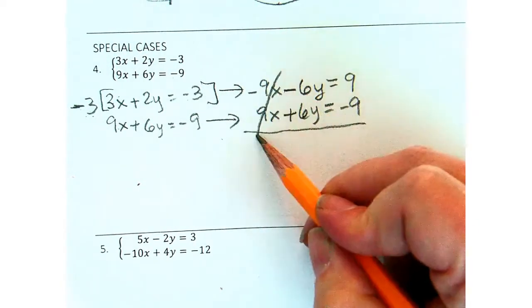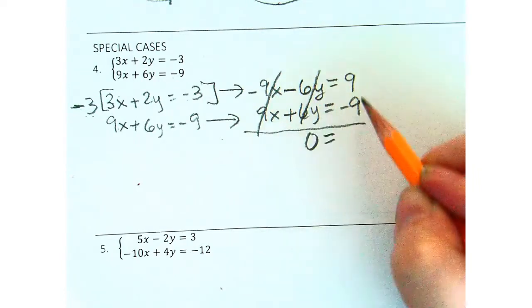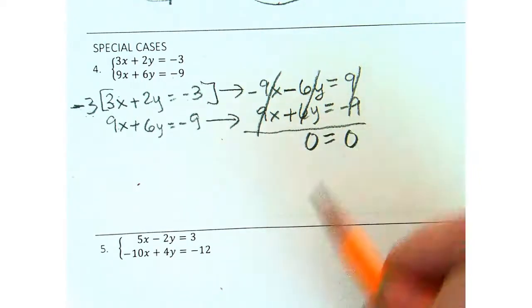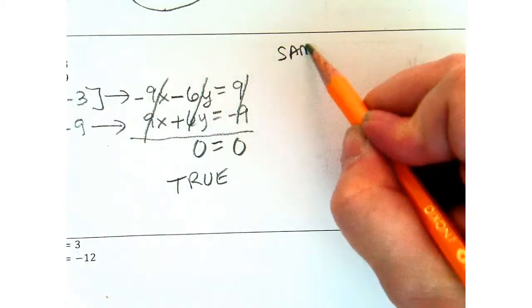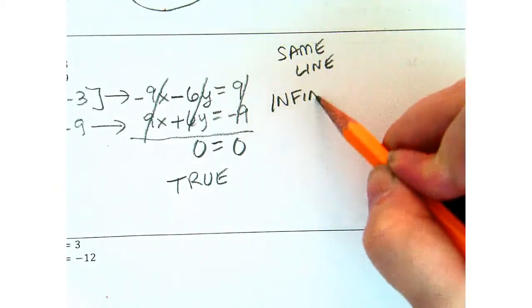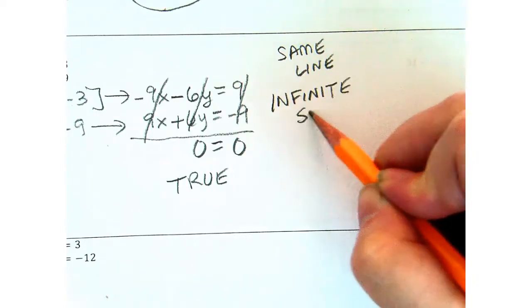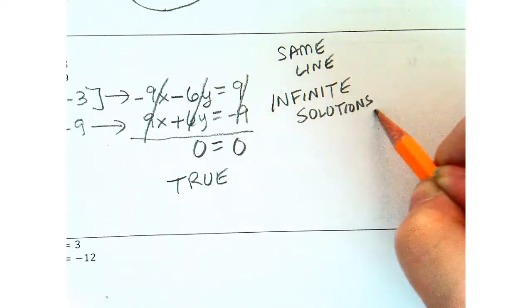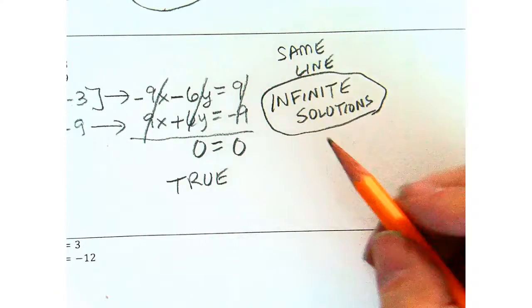Now I add the equations together. I get 0 equals 0, a true statement. This means I have the same line. This is an infinite solutions, also known as a dependent system.